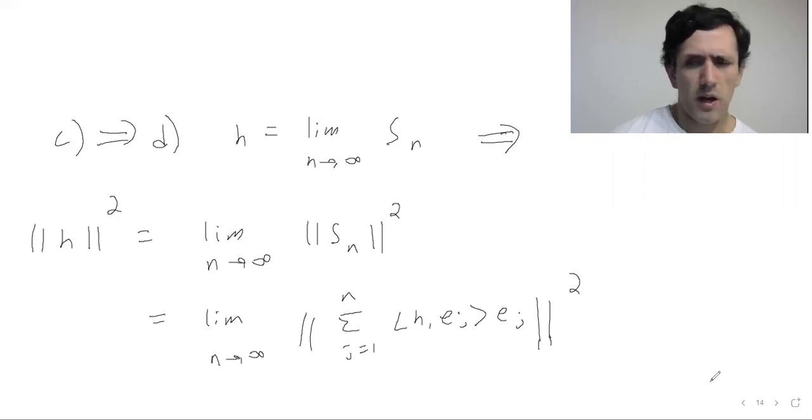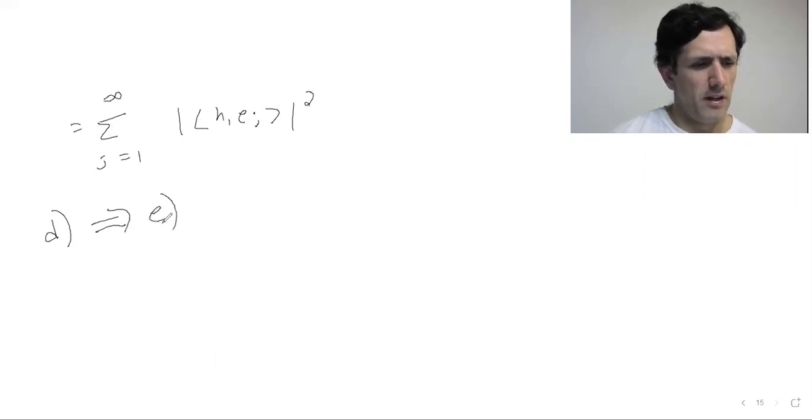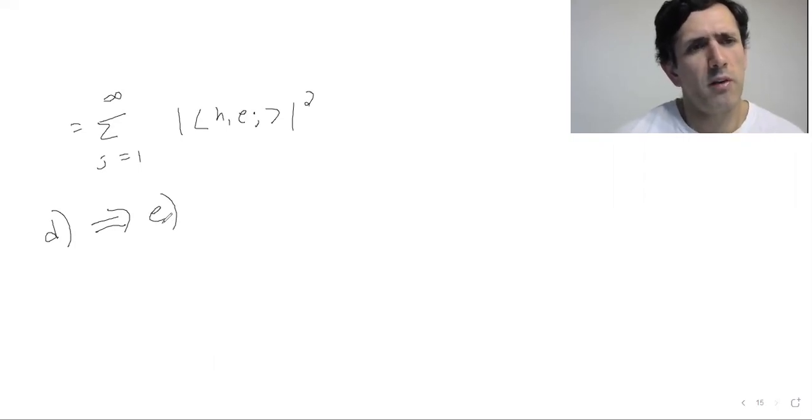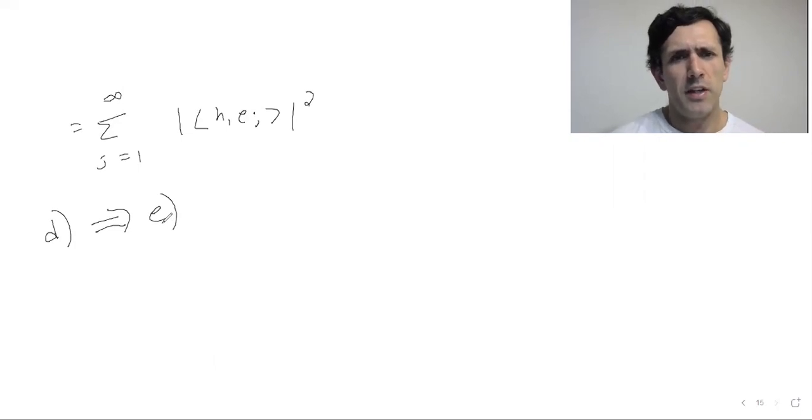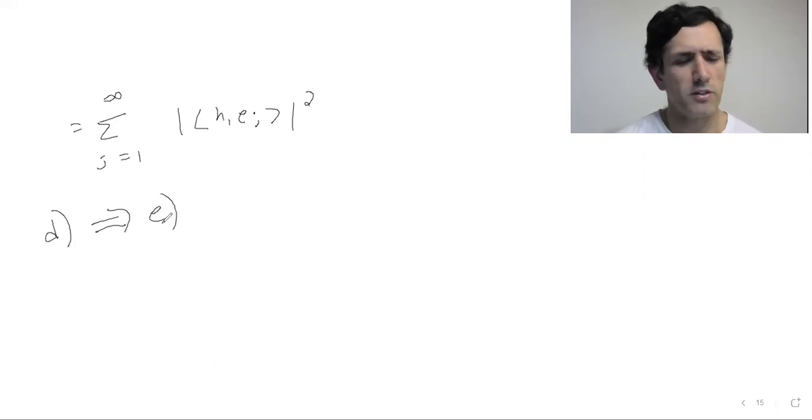Okay, so now let's do D implies E. And I'm not going to go into a lot of details here. This is quite messy. And as one of my professors when I took a Riemannian geometry course aptly said, the details of this are best done in the privacy of one's home.